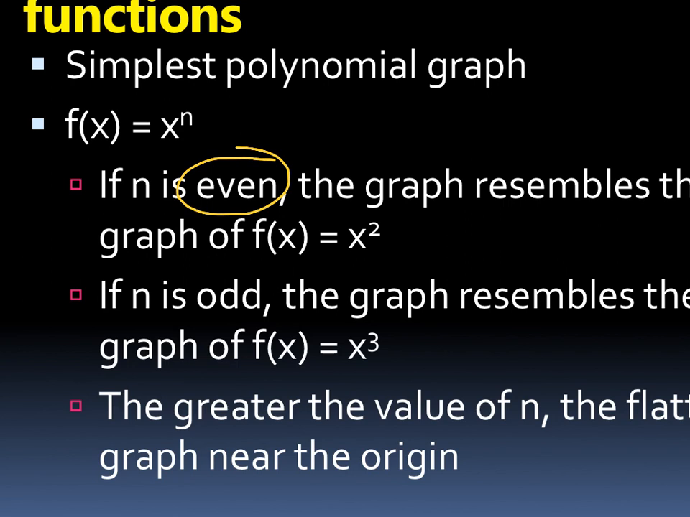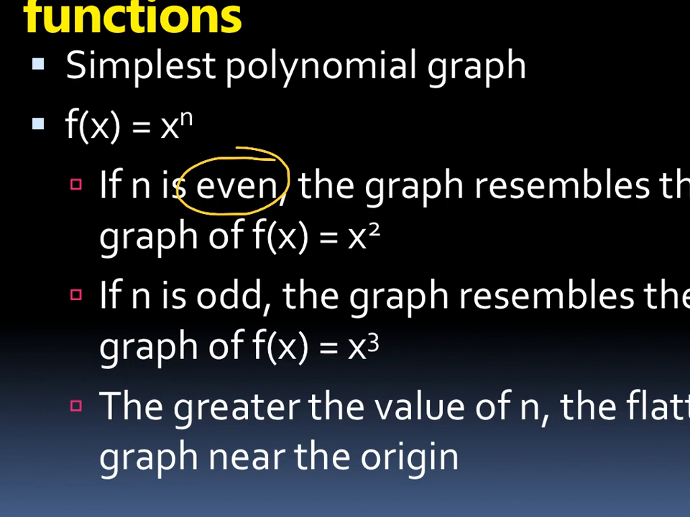Same direction. Okay, so if you have x to the 4th, and I'll show you this in a second, you're going to have a graph that both arrows are going in the same direction. If it's positive, which way are they both going? Up. If it's negative, which way are they both going? Down. Okay? Because we're going to be talking about end behaviors.